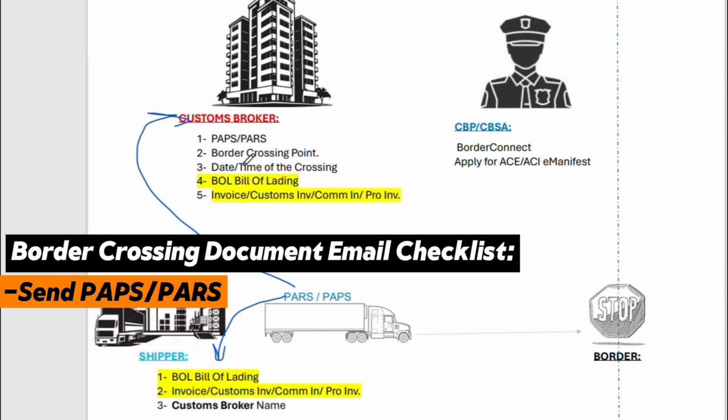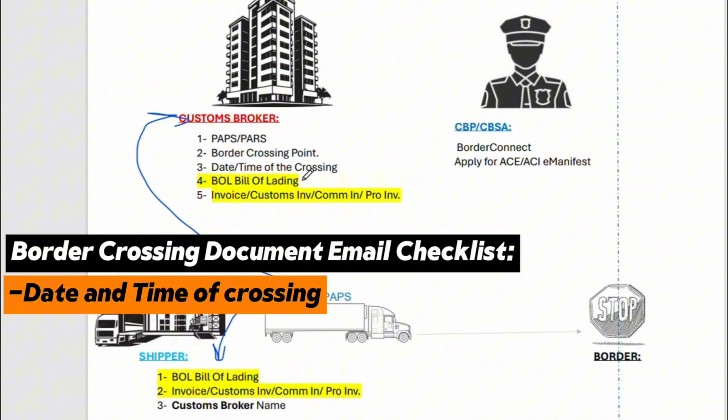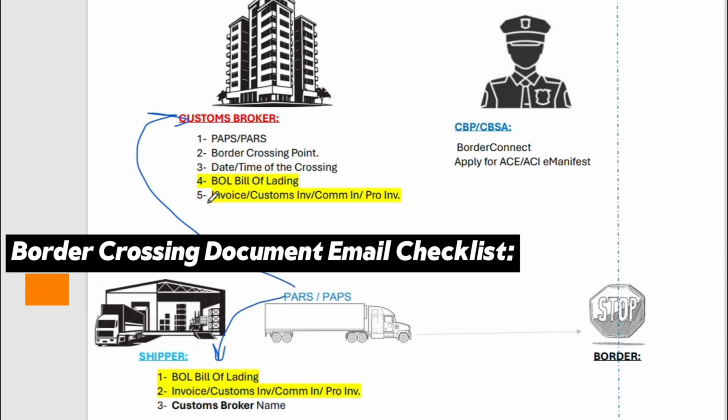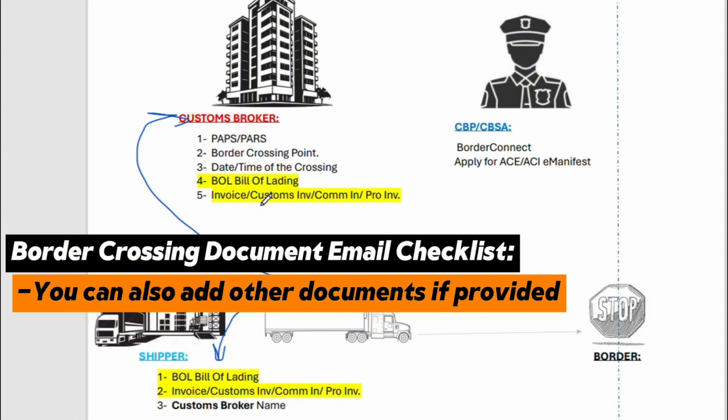Then we have to mention the border crossing point, then the date and time of the crossing. Then we can attach the BOL and the invoice. Again, as I mentioned before, sometimes they're going to give us a packing list or certificate of origin. You can still add those, but the most important two things are the BOL and the invoice.